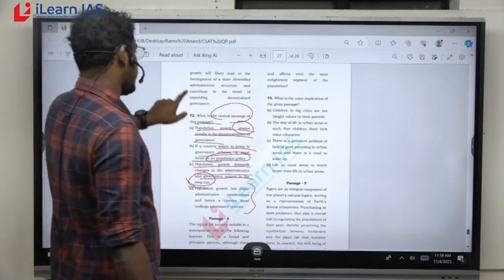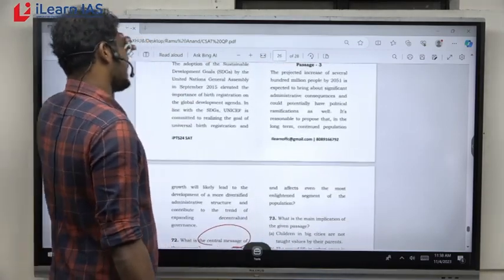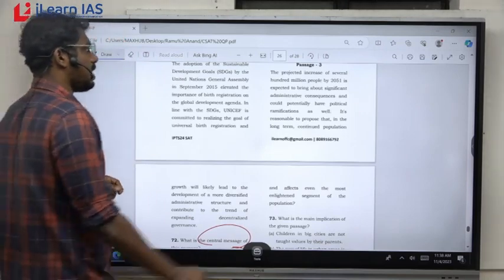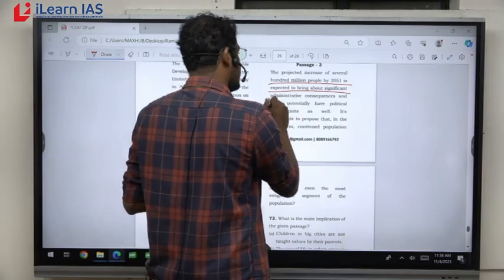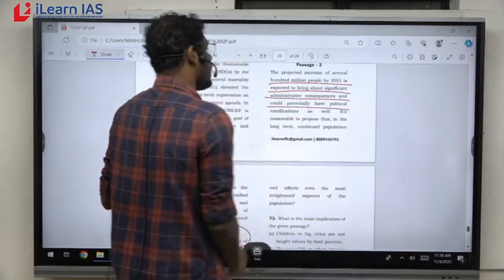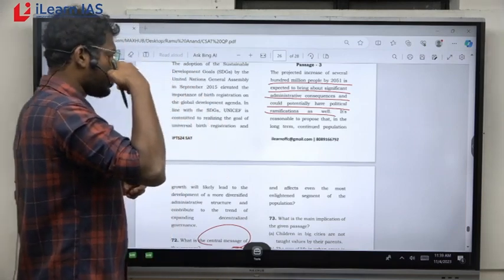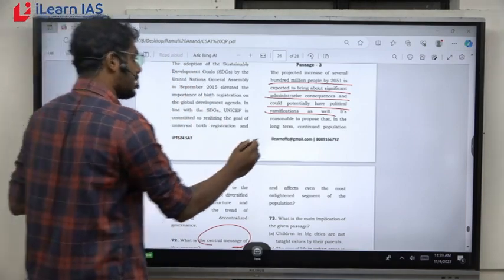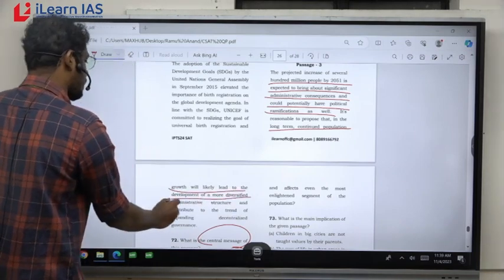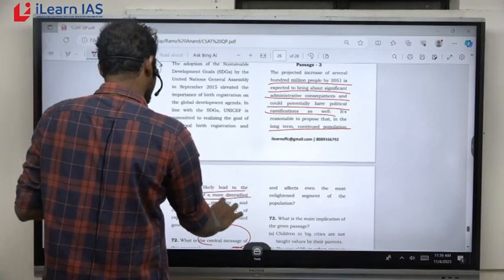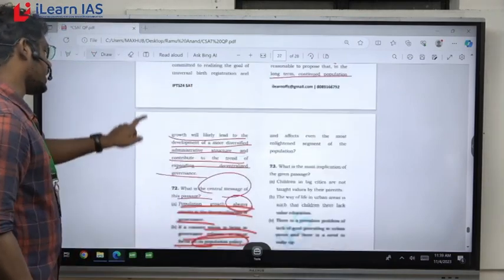Anyway, let's have a look at the passage. The projected increase of several 100 million people by 2051 is expected to bring about significant administrative consequences and could potentially have political ramifications as well. It is reasonable to propose that in the long term, continued population growth will likely lead to the development of a more diversified administrative structure and contribute to the trend of expanding decentralized governance. So the idea is clear.